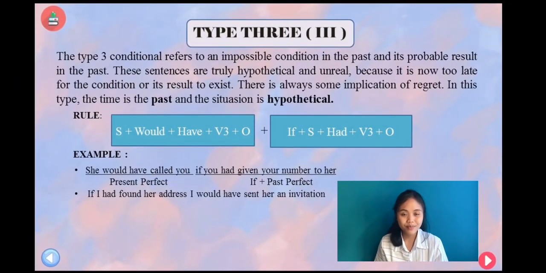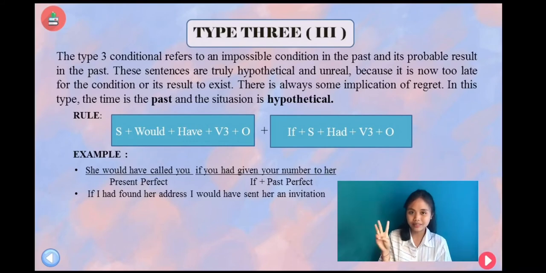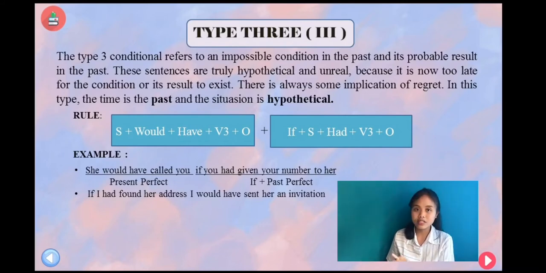For the last type, we are going to talk about type 3. Type 3 conditional refers to an impossible condition in the past and its probable result in the past. These conditions are truly hypothetical and unreal because it is now too late for the condition or its result to exist. There is always some implication of regret in the sentence, and in this type, the time is in the past and the situation is hypothetical. So let's see the rules.